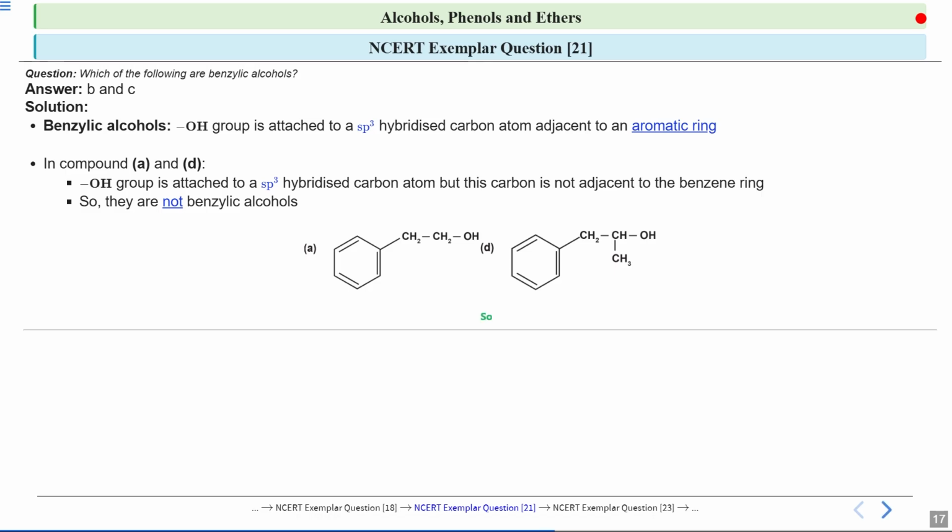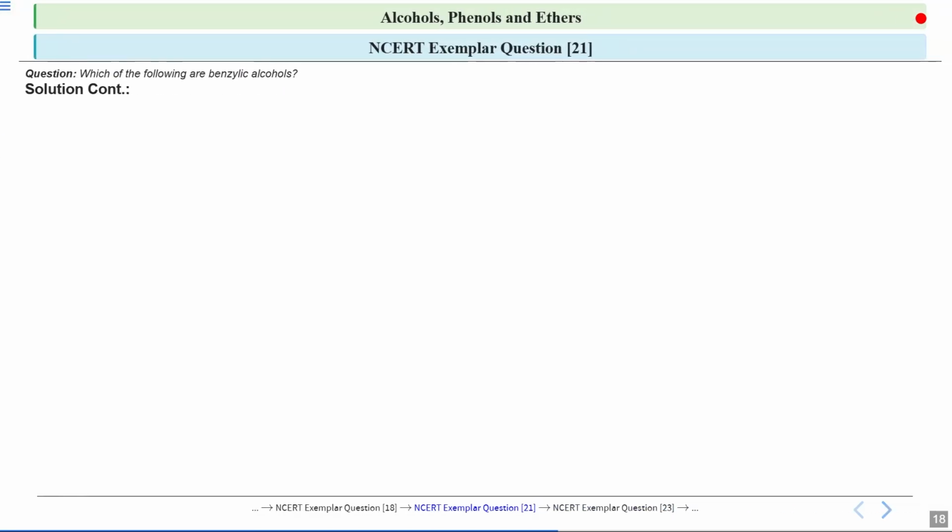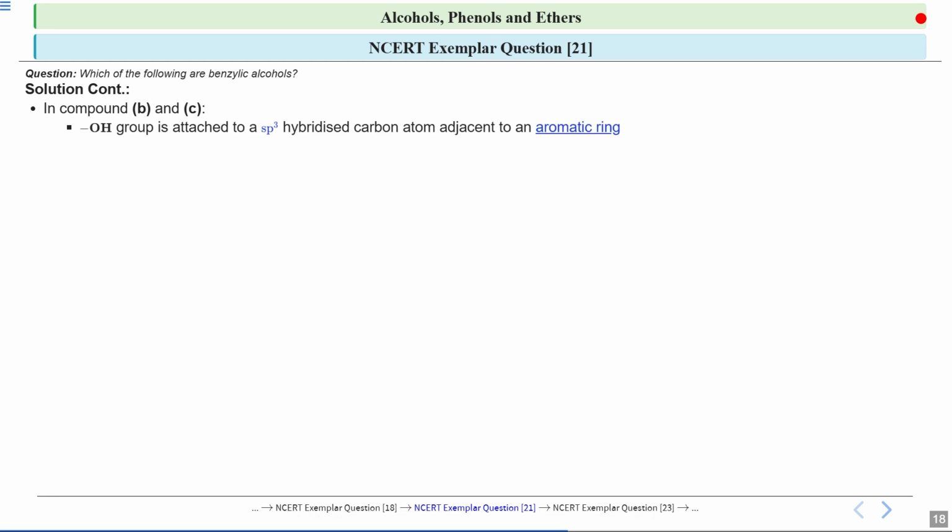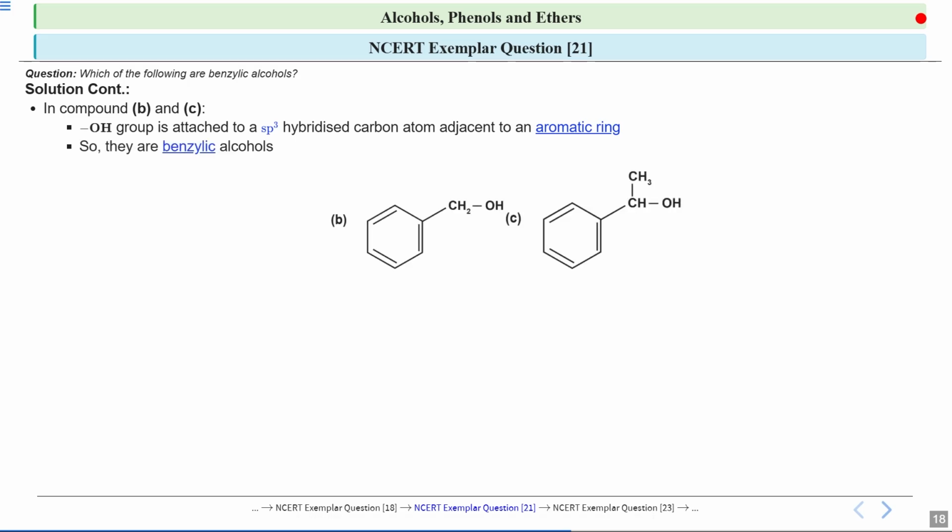Now let us see why options B and C are correct. What is happening in compounds B and C? The OH group is attached to an sp3 hybridized carbon atom, and that is adjacent to an aromatic ring. So both conditions are satisfied: it is an sp3 hybridized carbon as well as adjacent to an aromatic ring. If you see over here, the carbon to which your OH group is attached is an sp3 hybridized carbon. And this carbon atom is adjacent to this benzene ring.